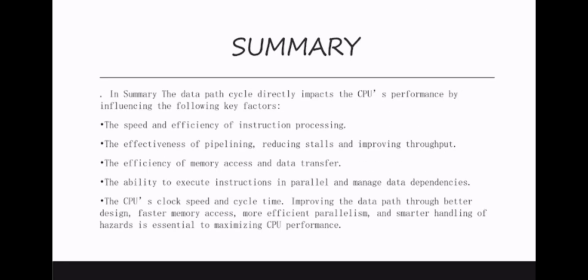To summarize this whole lesson, the data path cycle directly impacts the effectiveness of pipelining, reducing stalls and improving throughput, the efficiency of memory access and data transfer, the ability to execute instructions in parallel and manage data dependencies, and the CPU's clock speed and cycle time. Improving the data path through better design, faster memory access, more efficient parallelism, and smarter handling of hazards is essential to maximizing CPU performance.